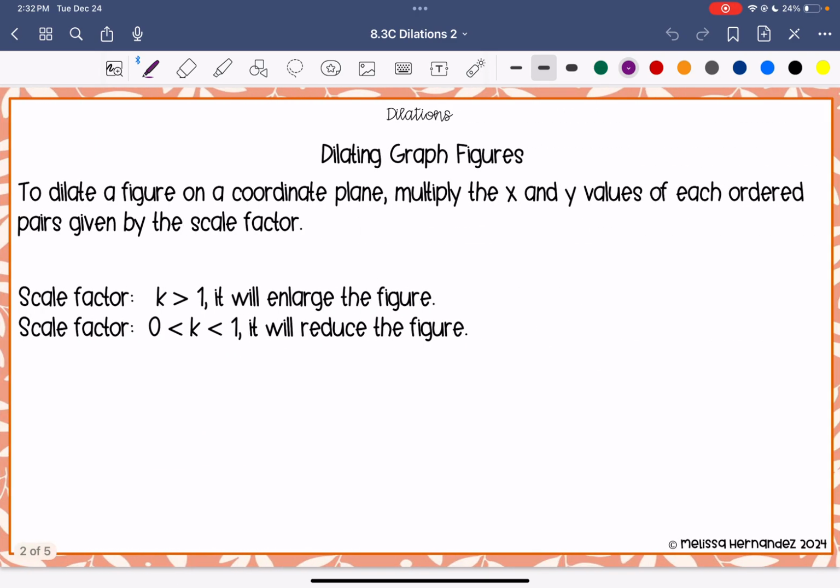All right, so let's look at this. To dilate a figure on a coordinate plane, you multiply x and y values of each ordered pair given by the scale factor. So let's talk about the scale factor. If the scale factor is greater than 1, it will enlarge the figure. That makes sense. If it's between 0 but less than 1, it will reduce it. So like fractions and whatnot. The only way we can ever trick you with this is if we give you a negative and you fall for it. All right, so let's keep going.